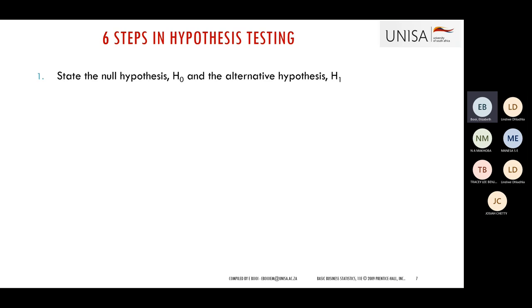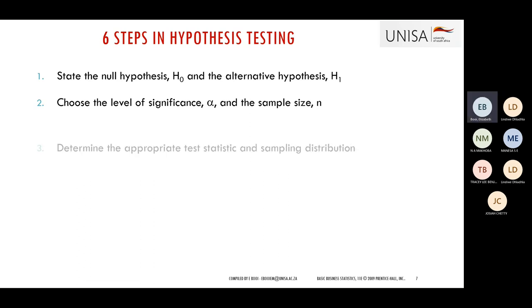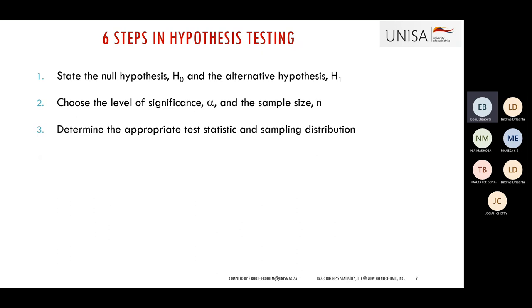So step number one is to know how to state your null hypothesis and your alternative hypothesis. And remember, your null hypothesis and alternative hypothesis are what your researcher wants to prove and disprove. Then you need to identify things that are given, including the level of significance and the sample. Because here we're talking about proportions, what proportion are you given as well? You need to be able to identify the appropriate test statistic for the proportion. For the proportion, we use only one test statistic, which is the Z test statistic. So it should be easy to do.